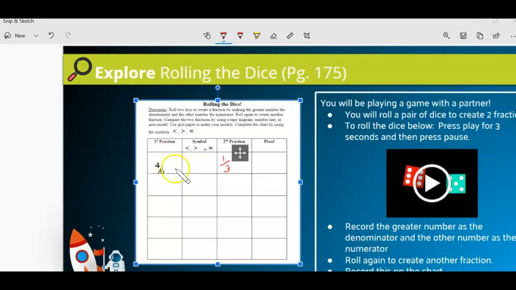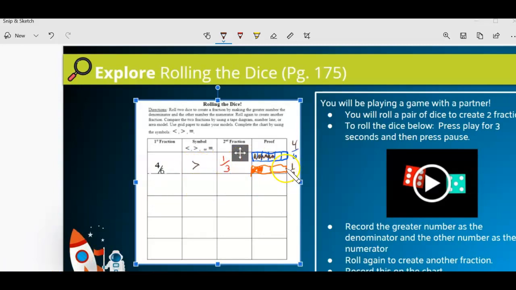Okay, so the first fraction is 4/6, and then the second fraction is 1/3. So now we're going to be able to compare them. So let's compare these two. We're going to see, and then we're going to place the less than symbol right here, or the greater than symbol, or the equal to symbol we'll have to place right here after we compare them.